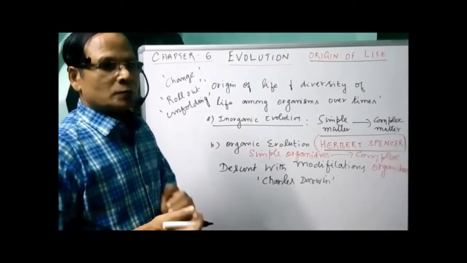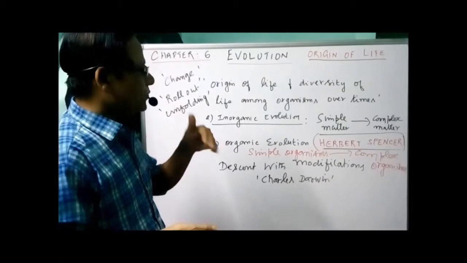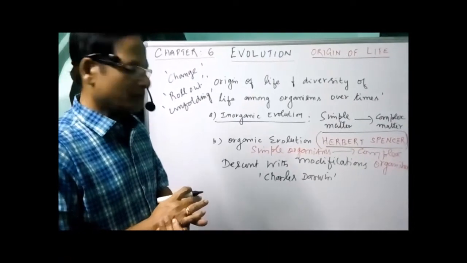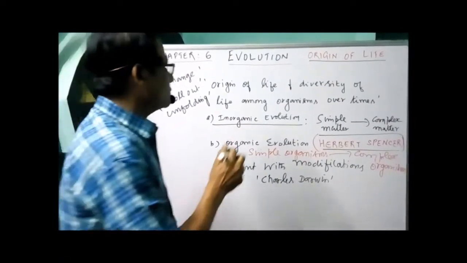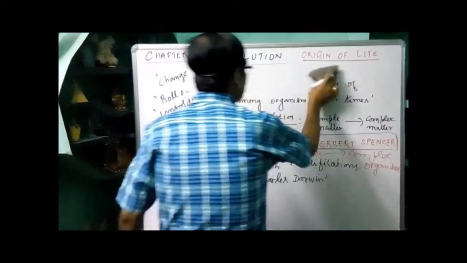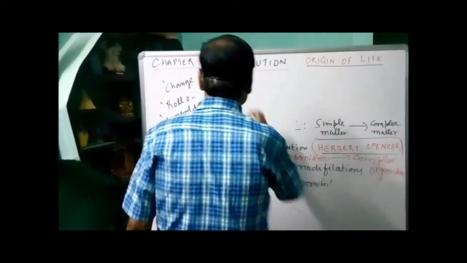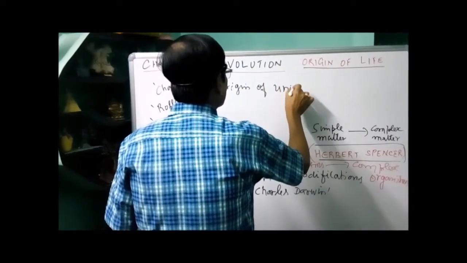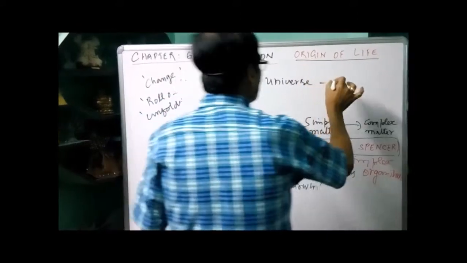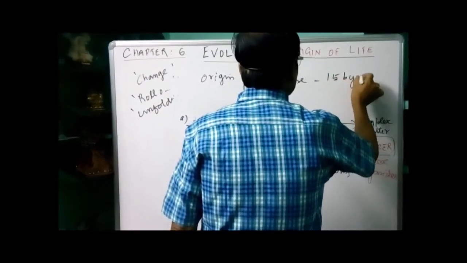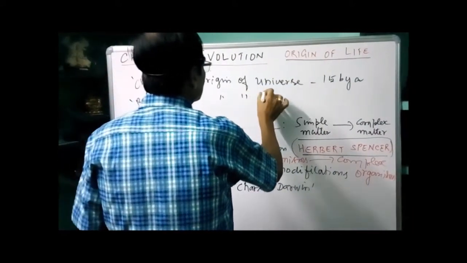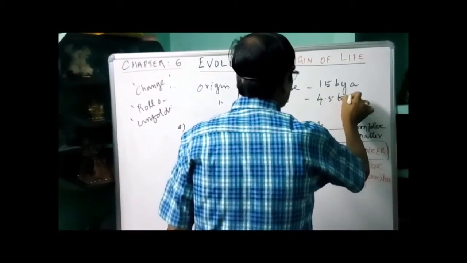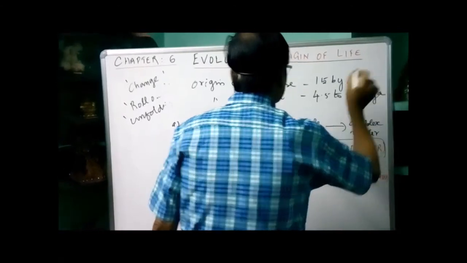Okay, now, suppose taking the origin of different things, for example, origin of universe, origin of earth and origin of life. The origin of universe occurred nearly 15 billion years ago. Now origin of earth: normally we can say 4.5 to 4.6 billion years ago. This is the origin of Earth.